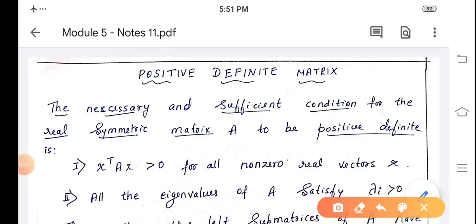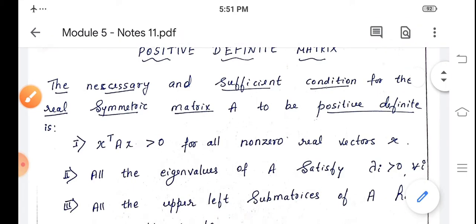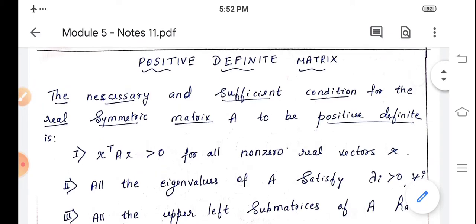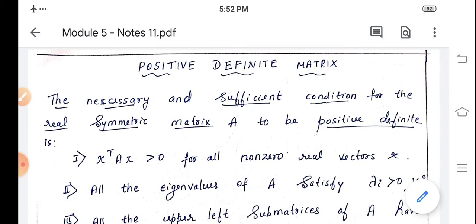Hello students, today we shall learn about positive definite matrix. Under this topic, we are going to test whether the given matrix is positive definite or not.